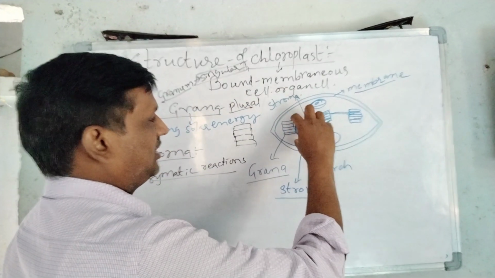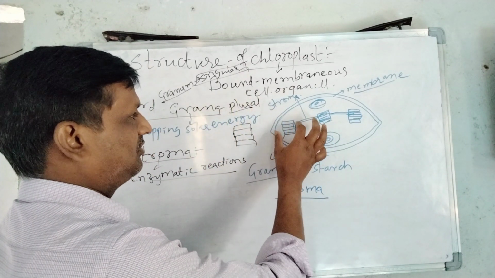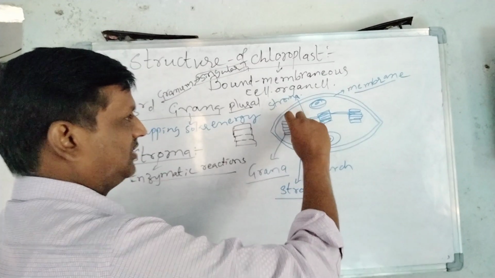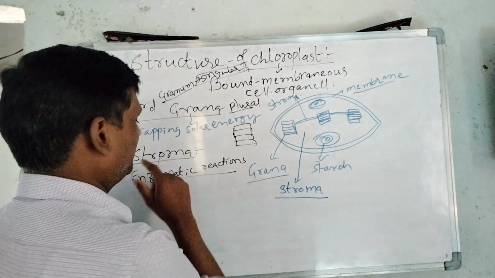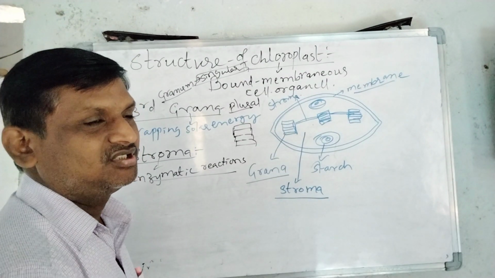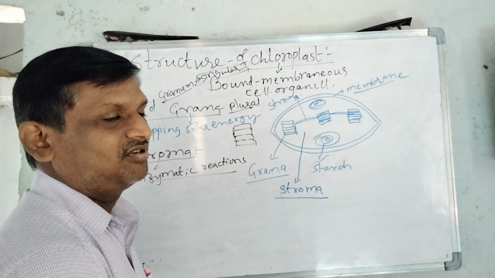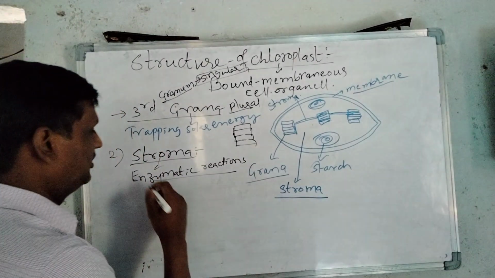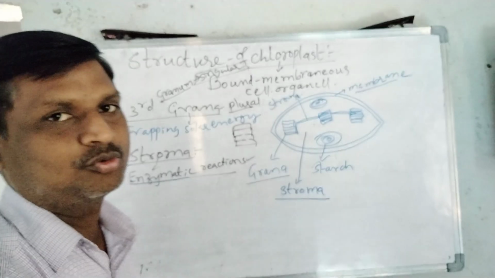First, grana is a plural word. Grana is made up of several thylakoids grouped together. It is believed that grana traps the solar energy. The second one is stroma. Stroma is for enzymatic reactions. The rate of photosynthesis increasing or decreasing depends upon enzymatic reactions. Enzymes are stimulators that increase the rate of reactions. Stroma has some enzymes, so enzymatic reactions can take place in the stroma.